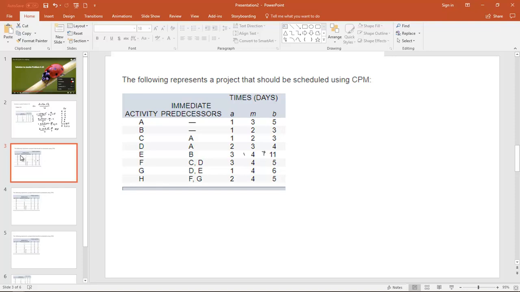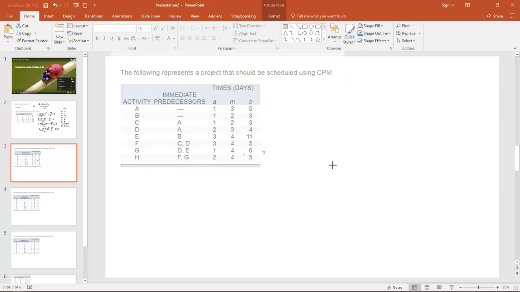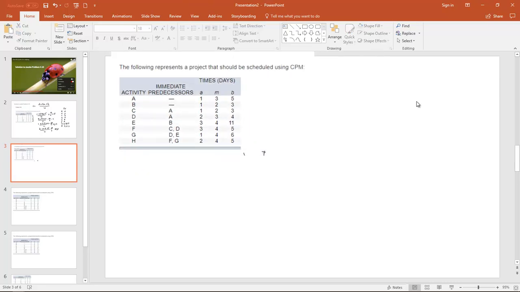Let me shorten this up. Let me make this a little bit smaller. I need a little bit more room here. Okay, so the network says A has no preceding activities. There's A. B has no preceding. C has A preceding it. Here's C. D has A preceding it. There's our D. E has B preceding it, so this is E here.